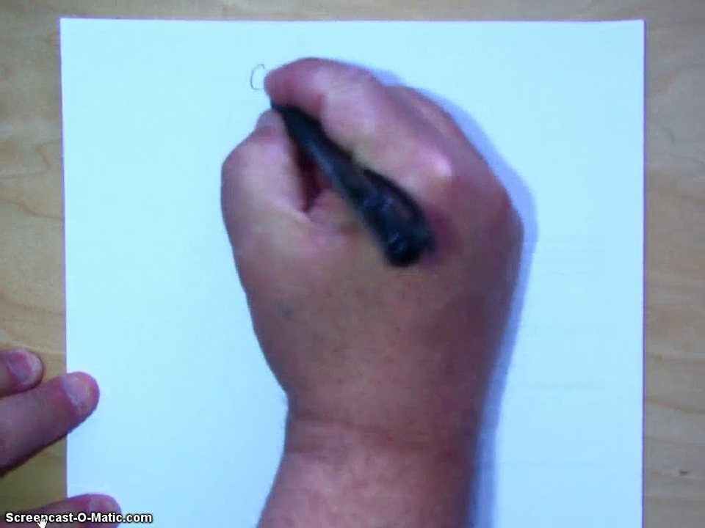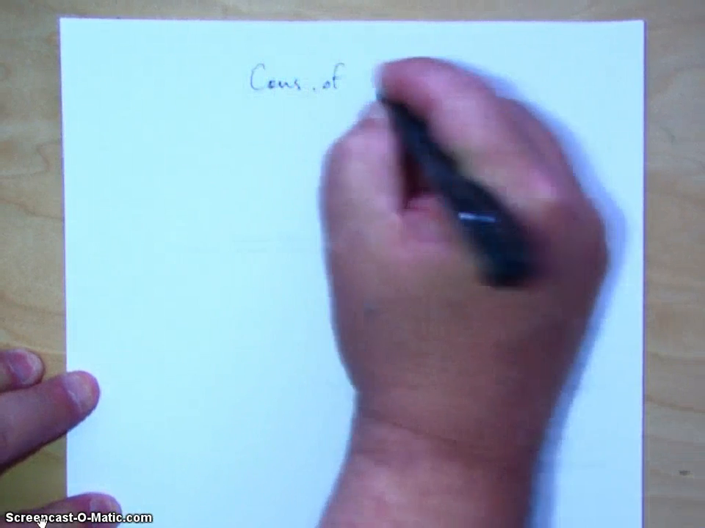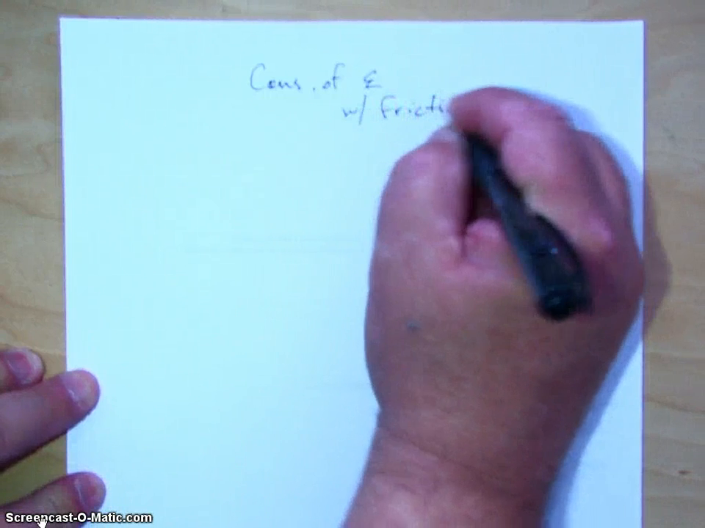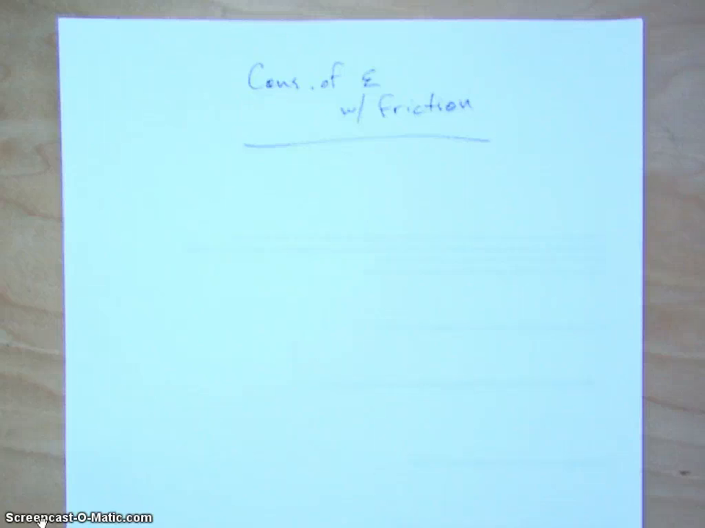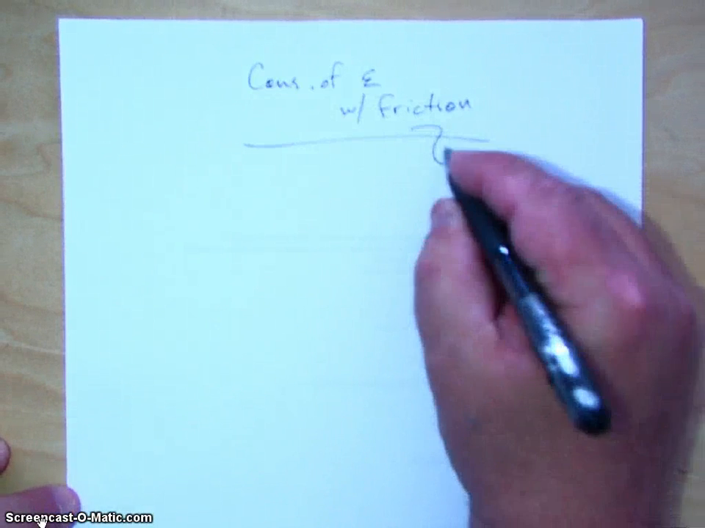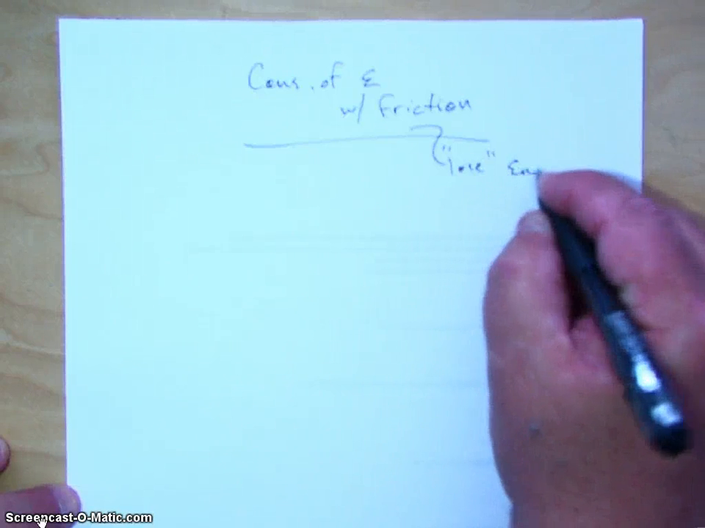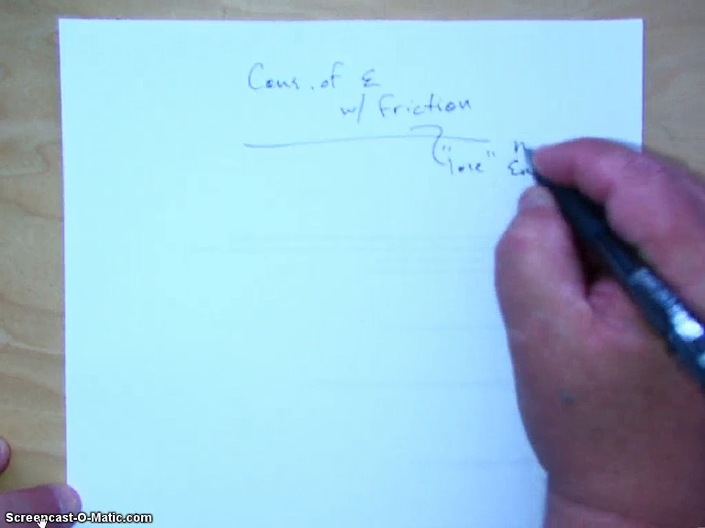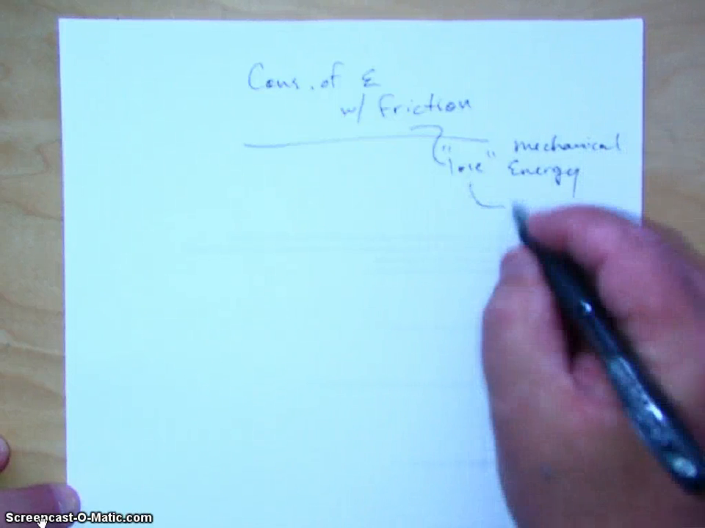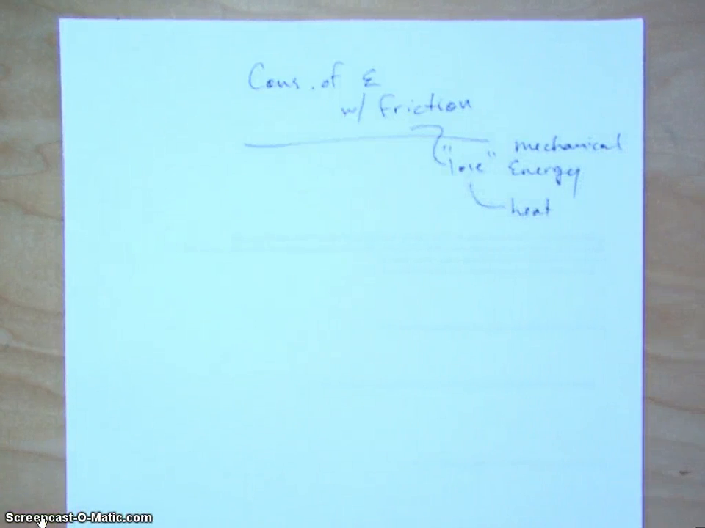Okay, let's talk about conservation of energy now with friction. So now I want to talk about conservation of E with friction. Let's add that into the mix and add that to our bag of tricks. Now, key thing to understand is friction is going to cause you to lose energy, at least lose mechanical energy. And what it's really going to do is turn it into heat, light, sound, something else.